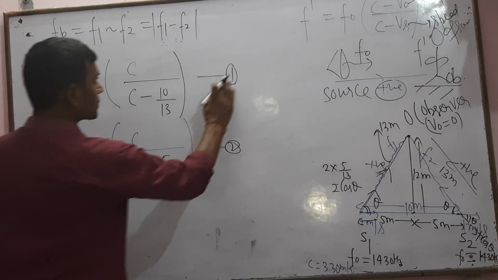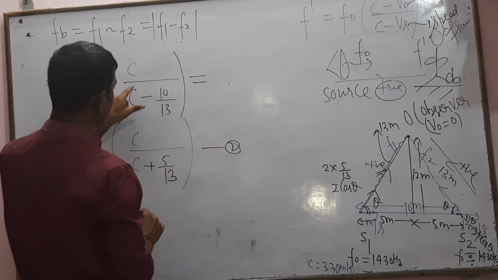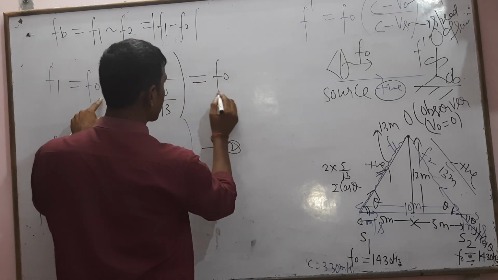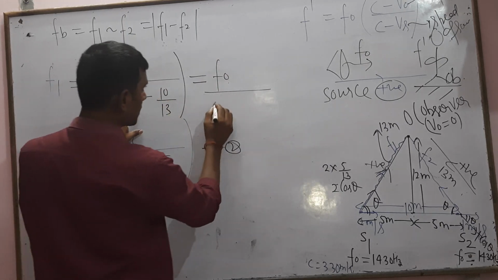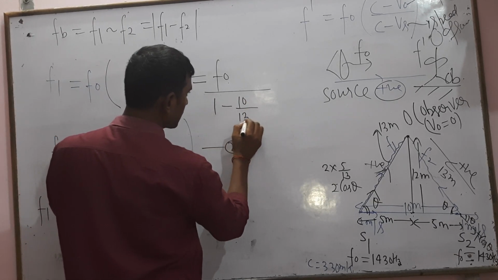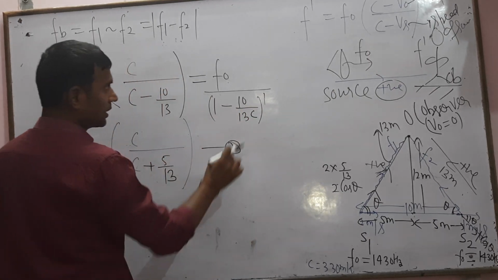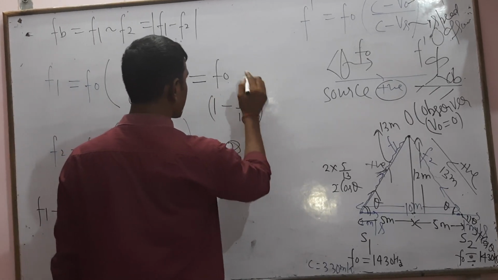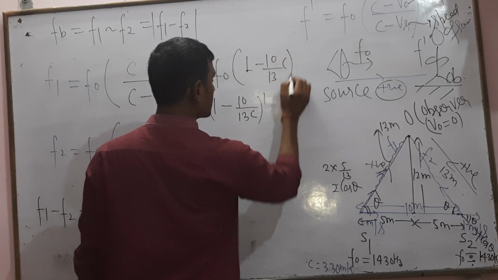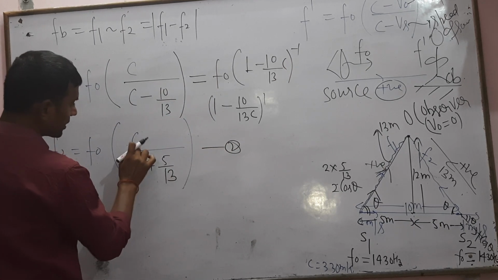In the first equation, if we take c common in the denominator, F0 divided by c common, 1 minus 10 divided by 13 into c, this is to the power 1. If the power 1 goes into the numerator, you can say 1 minus 10 by 13 into c raised to minus 1. Also you can say this goes into the numerator, c common.